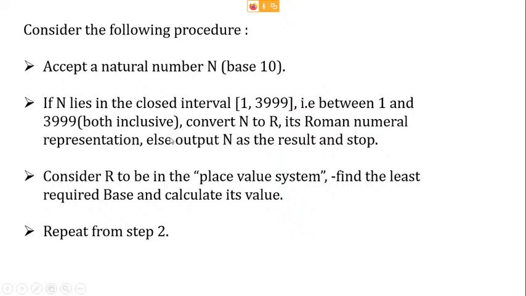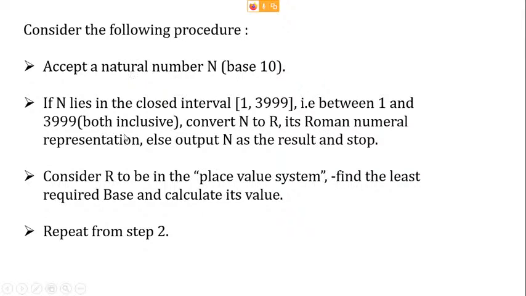If the value is not within the range, let us assume the user has given 4000 or 4010 as input, then what are they asking us? Else output n as the result and stop. Is that clear with the second line?